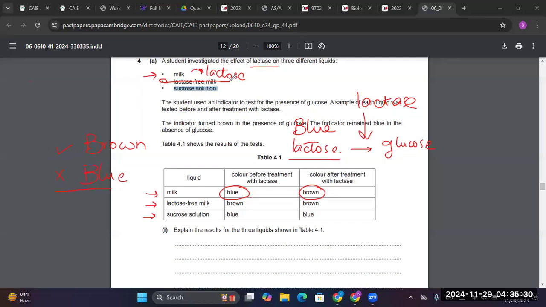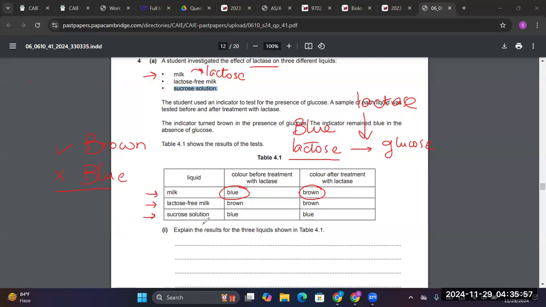This is something that you will not obviously know yourself. This is something that you will have to figure out looking at the question. So in the question, you can see that we have brown color. Before it's also brown and after it is also brown. So what does that tell us? That in lactose-free milk, it must be glucose. That's why before I add the enzyme and after I add the enzyme, the color is the same. It is brown because there must be glucose present.